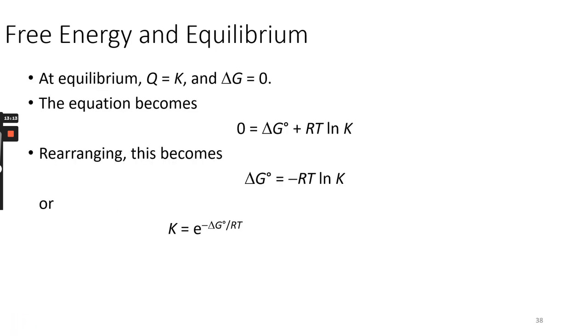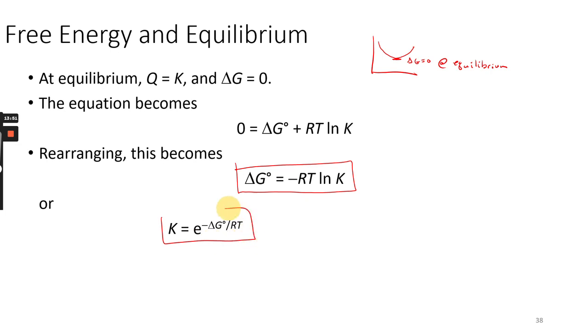So what happens at equilibrium when Q equals K and delta G equals 0? Remember that plot here? Over here is at equilibrium, and delta G equals 0 at equilibrium. So we could plug in these two values into our equation from the previous slide and rearrange, and we get that delta G at standard conditions is equal to negative RT times the natural log of K, where K is your equilibrium constant. And if you want to rearrange it even further, you could say your equilibrium constant is equal to e raised to the negative standard change of free energy over RT. Again, T has to be in Kelvin, and R has to be 8.314.